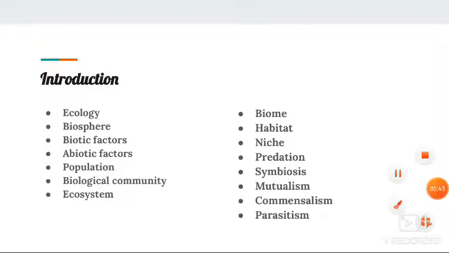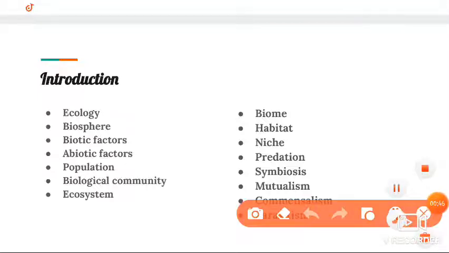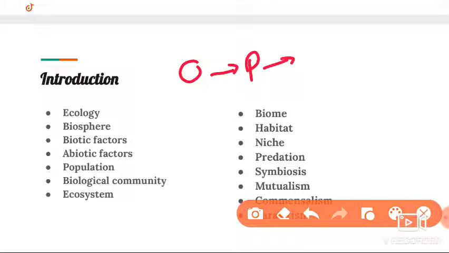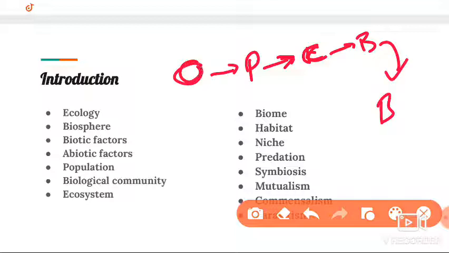One thing, please remember: in the ecological hierarchy, what will come first? Organisms come first, then from organisms there is a population, from the population there is a community, from community to biome, and lastly the biosphere. A single individual is an organism, organisms together form a population, and populations of different species form a community.